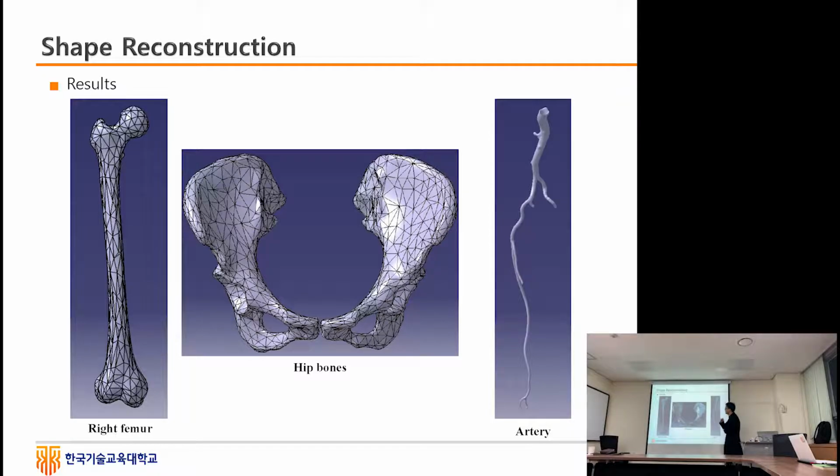And this is the right femur, this part, and these are the hip bones. This is the artery. So the total time to reconstruct this kind of shape from the original CT images was within 10 minutes. It is a very short time.